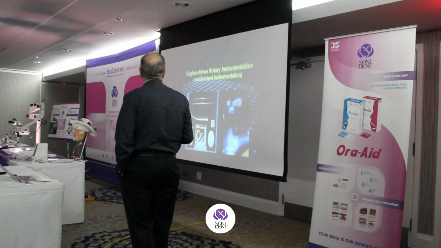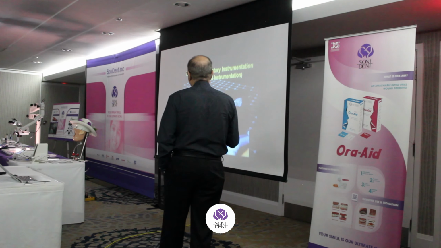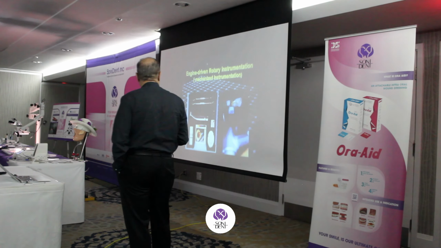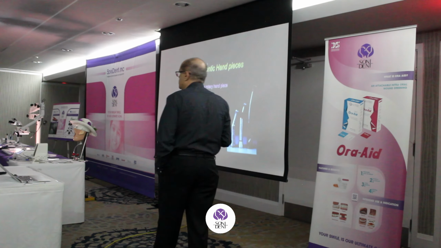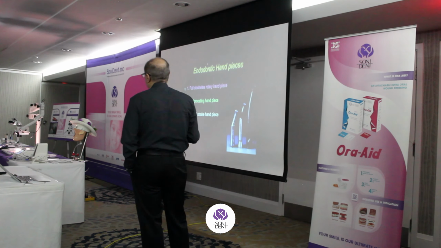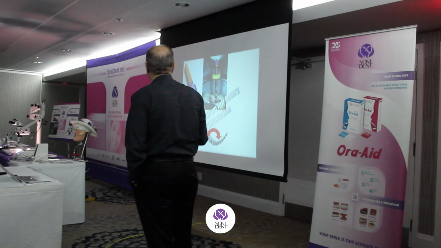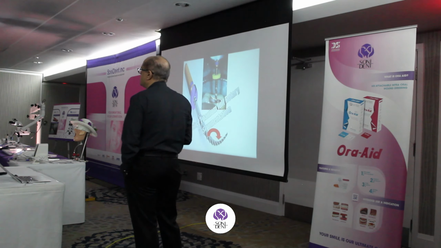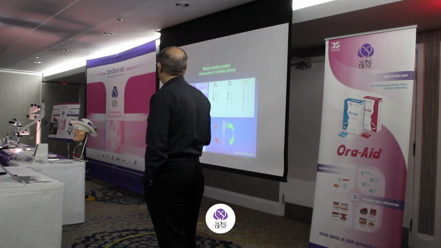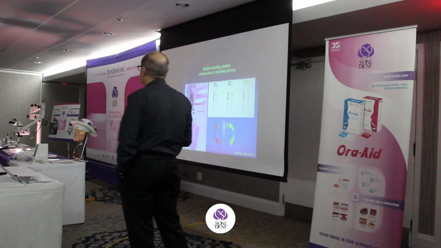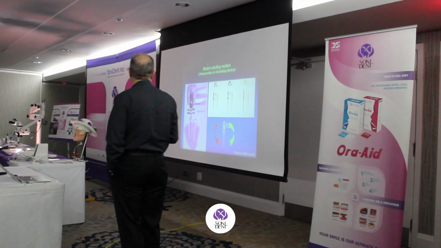So when we are talking about engine-driven rotary instrumentation, it consists of 2 things. One is the file, one is the motor. The endodontic handpiece can be categorized into 3. One is the full clockwise rotary handpiece, which is the most common form of handpiece in the market. But nowadays, another type of motion, which is watch-winding or reciprocating, like WaveOne or Stroke, is becoming more popular among general dentists.